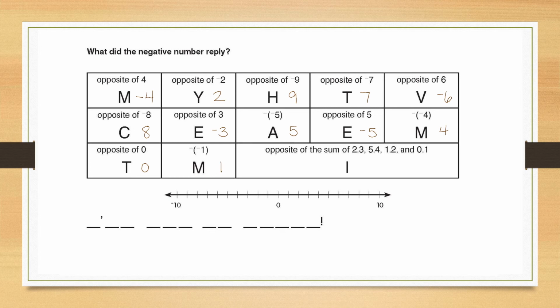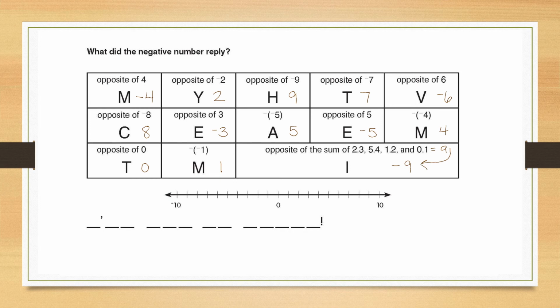The opposite of the sum of 2 3/10 plus 5 4/10 plus 1 2/10 plus 1/10 is -9. When we add all of these values together, we get 9, and the opposite of 9 is -9.